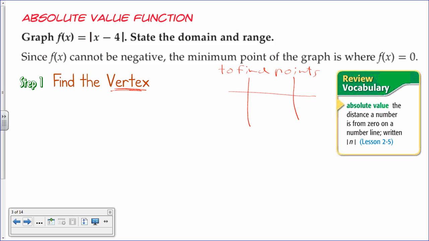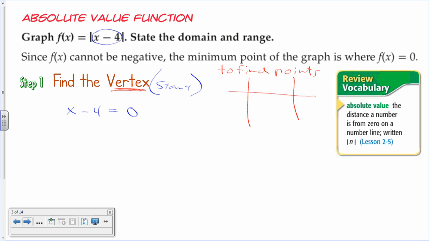Whatever's inside the absolute value, I'm going to take it out and set it equal to 0. Write this down, copy it down. I'm writing, you need to write too. If I write, you write. So we can say the vertex is my start. That's where everything works from.